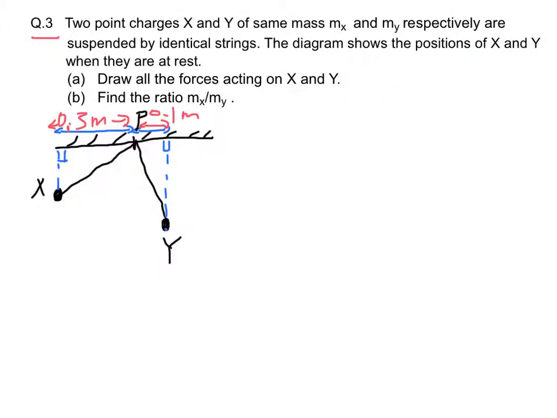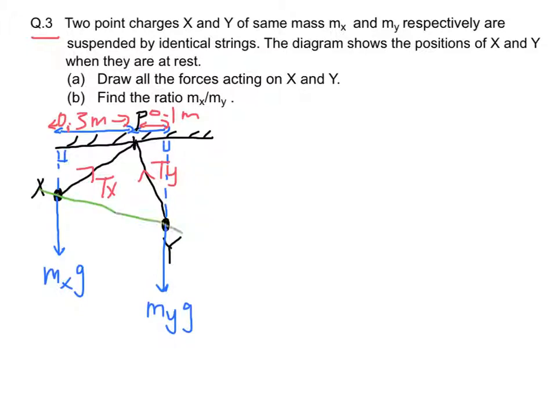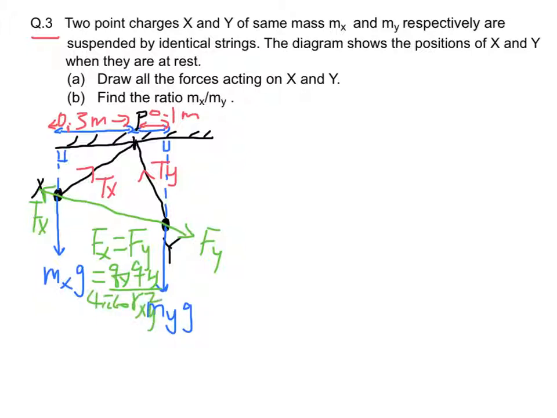Now look at question number 3. There are tension Tx and tension Ty on X and Y respectively, and weight mxg and weight myg. Also, there are electrostatic forces acting on X and Y, Fx and Fy, along the line joining xy, and the forces are repulsive. Also, Fx equal to Fy equal to Qx Qy over 4 pi epsilon r xy square.